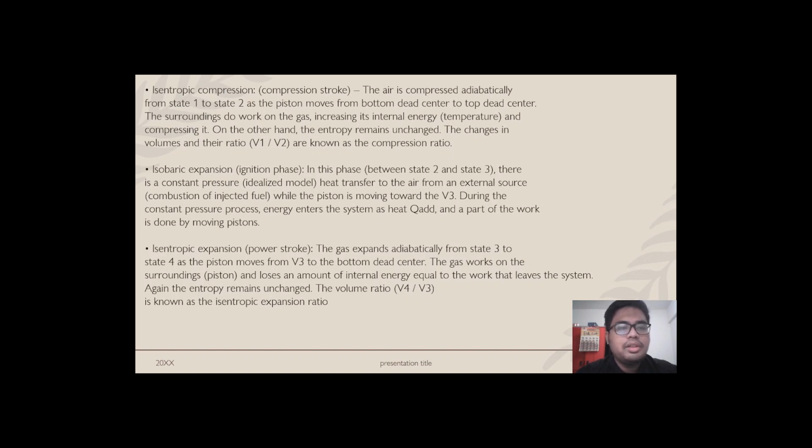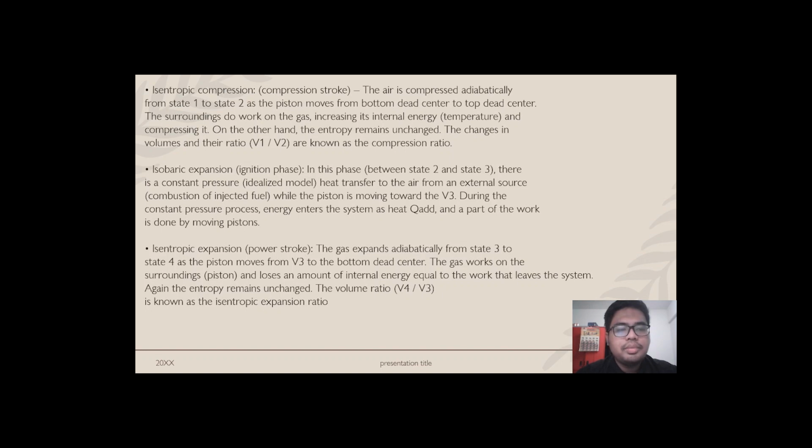Isobaric expansion, the ignition phase. In this phase, between state 2 and state 3, there is a constant pressure idealized model: heat transfer to the air from an external source, combustion of injected fuel, while the piston is moving toward V3 during the constant pressure process. Energy enters the system as heat Q, and a part of the work is done by the moving piston.